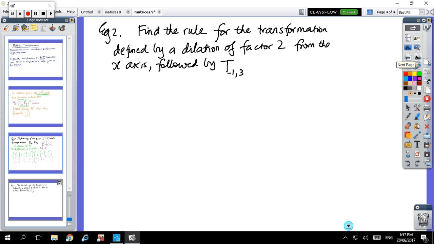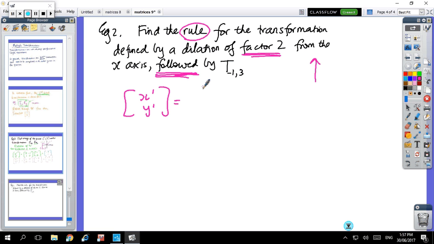Okay, so this time find the rule means we need to find the matrix for the transformation of a dilation of factor 2 from the x-axis followed by a translation. So we have to do the dilation first because it says followed by. Okay, so in my notes I've got x dash y dash, and we're just doing the dilation from the x-axis. From the x-axis means we're going in the y direction. So we're going to have x and 2y. Okay, so from the x-axis means we're stretching in the y direction, and the factor was 2, so the new y value is going to be that value.